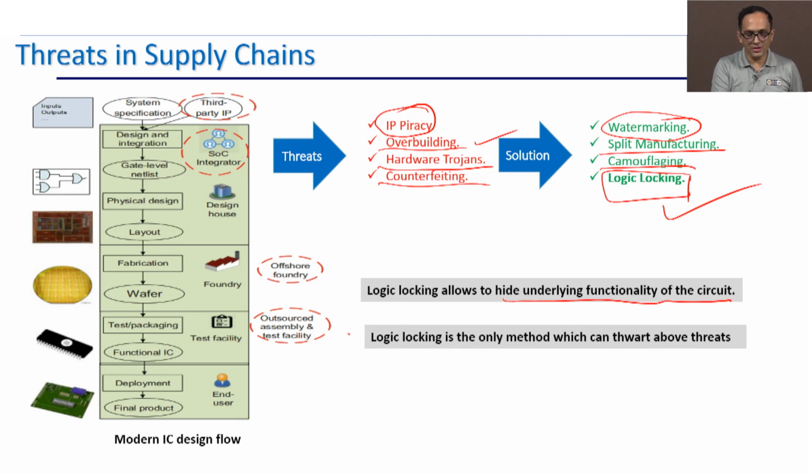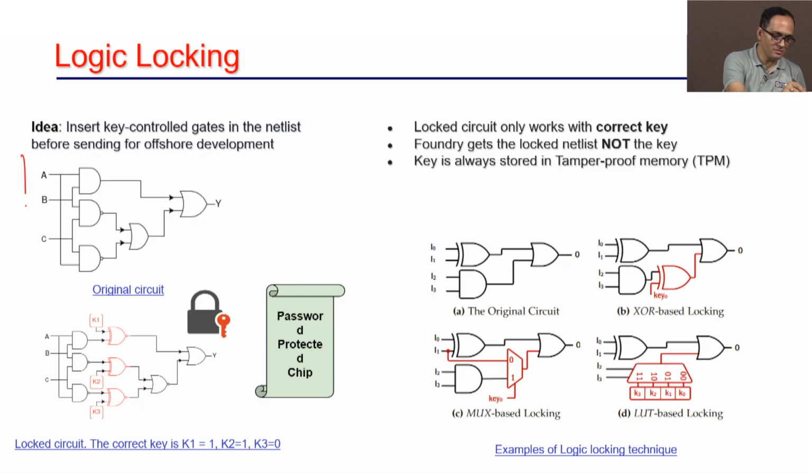So, this also says that logic locking is the only method that can thwart all these kinds of threats. Okay. So, what is logic locking? Let us understand it in very layman's terms. You have a design. If somebody does reverse engineering or anything else, they will get this netlist. If they get this netlist, they can use it in other circuits also, they can create other productions and all.